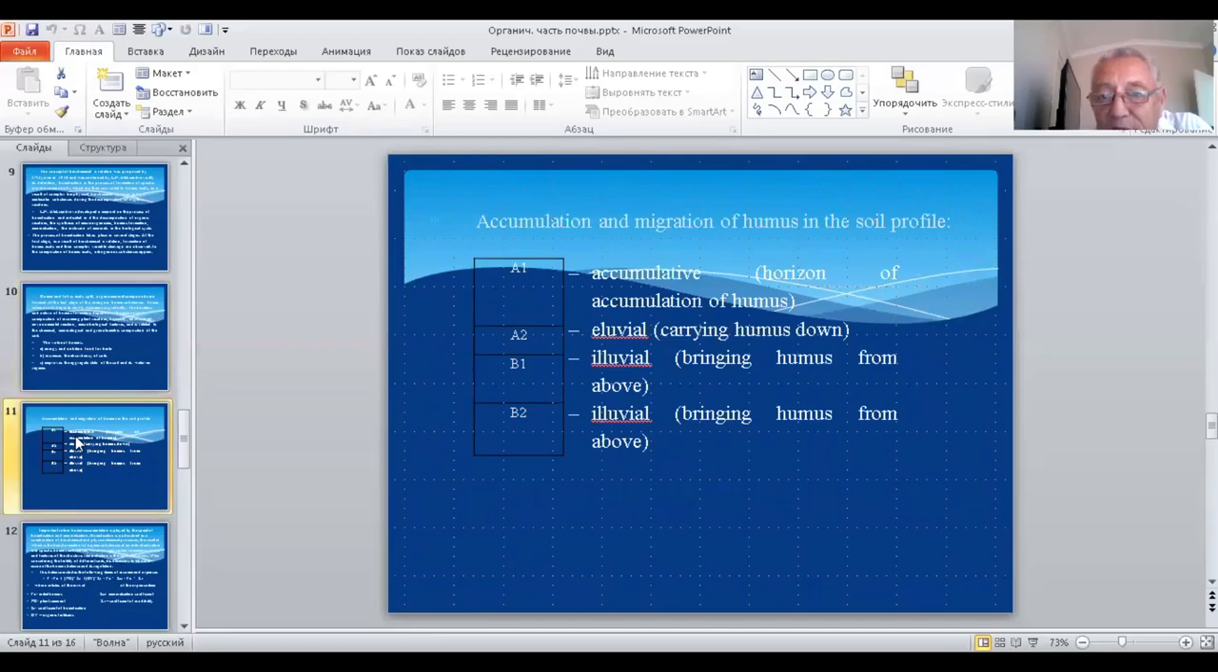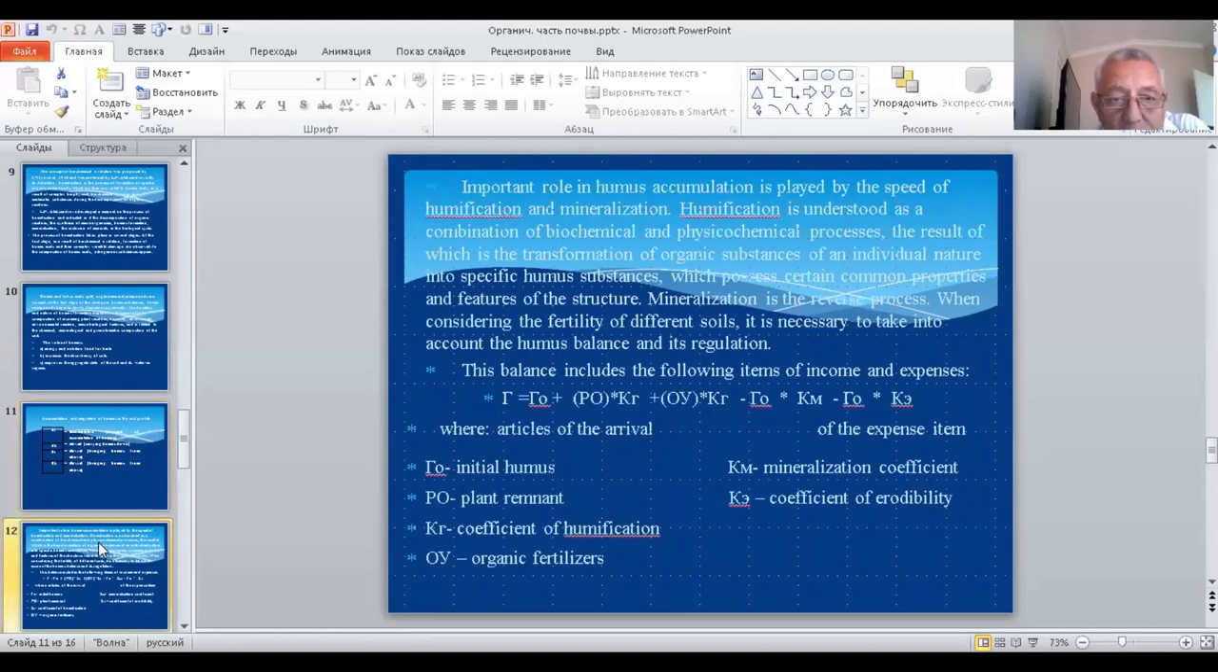Accumulation and migration of humus in the soil profile. A1, accumulated in the horizon of accumulation of humus. A2, eluvial horizon carrying humus down. B1, illuvial horizon bringing humus from above. B2, illuvial horizon bringing humus from above. An important role in humus accumulation is played by the speed of humification and mineralization.